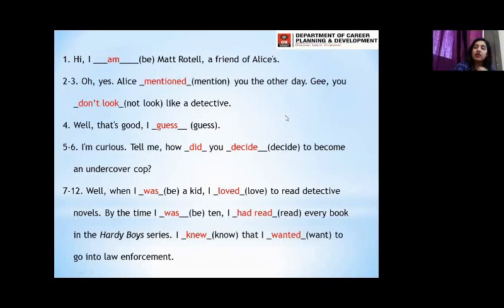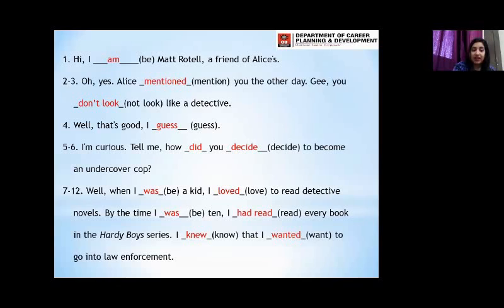After that, the sentence says, "I'm curious. Tell me, how did you decide to become an undercover cop?" So this is the person asking about a decision that was taken in the past. How did you decide to become an undercover cop? So "did" is already in the past, so "decide" is going to be in the same form.